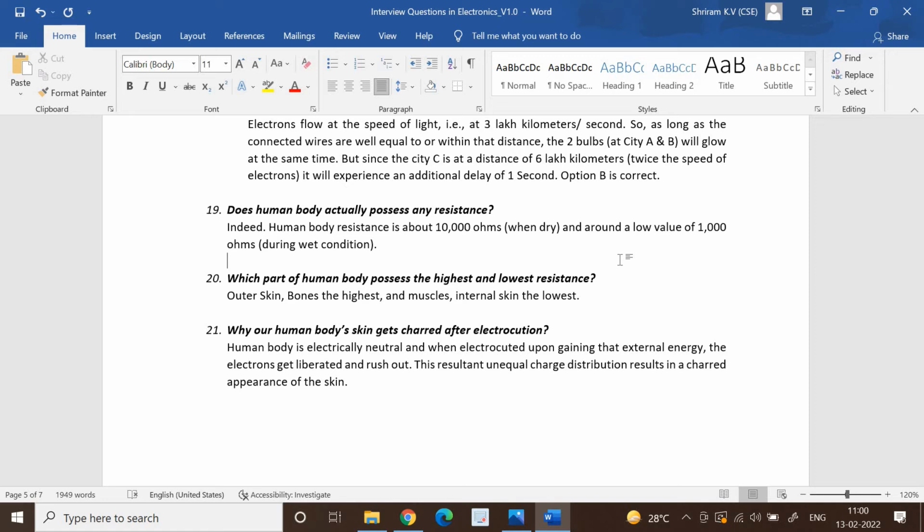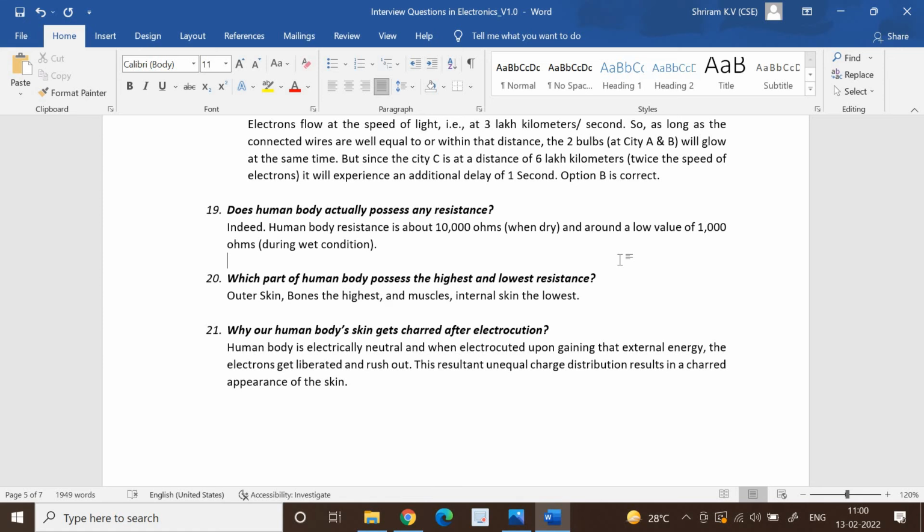Why does our human body's skin get charred after electrocution? Very simple. The human body is electrically neutral and when electrocuted, on gaining that energy, the electrons get liberated and they rush out. It's a rush. So the resultant unequal charge distribution results in the answer to the question. It results in the charred appearance of the skin. So that's the reason that it goes that way.